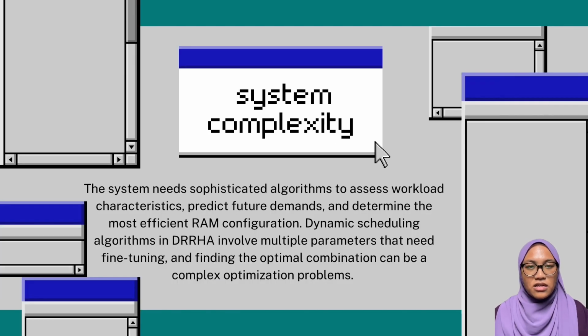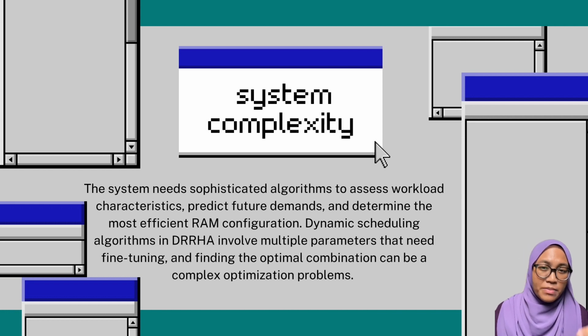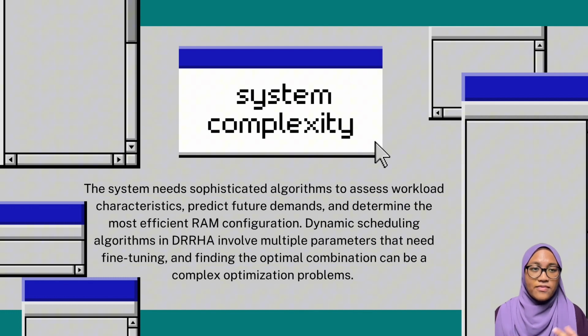Next, DRRHA is responsible for making dynamic adjustments in the algorithm, making it complex, which causes the system complexity. The system needs a sophisticated algorithm to assess workload characteristics, predict future demands, and determine the most efficient RAM configuration. The dynamic scheduling algorithm in the DRRHA involves multiple parameters that need fine-tuning, and finding the optimal combination can be a complex optimization problem.